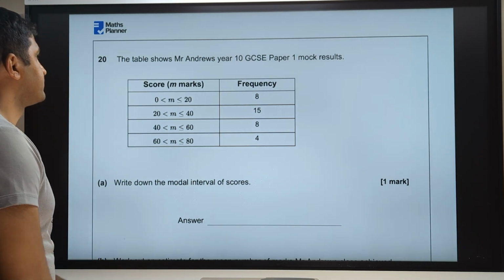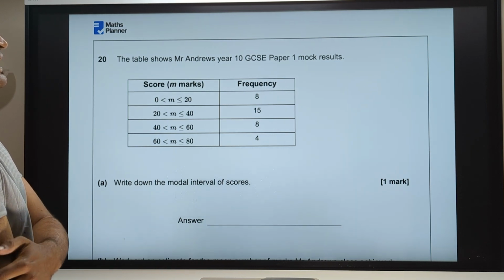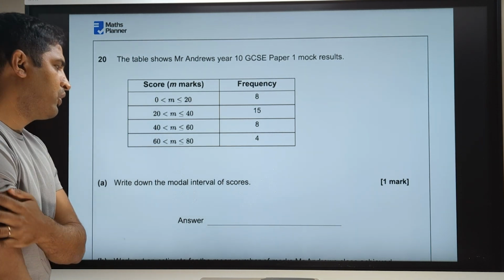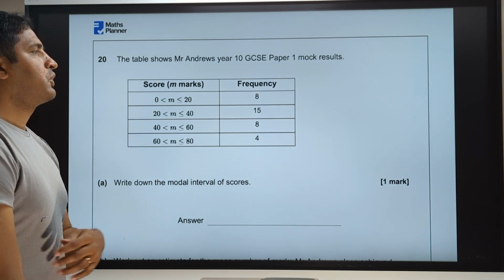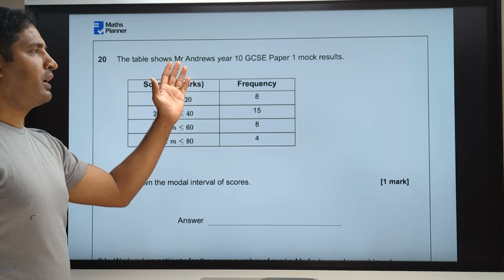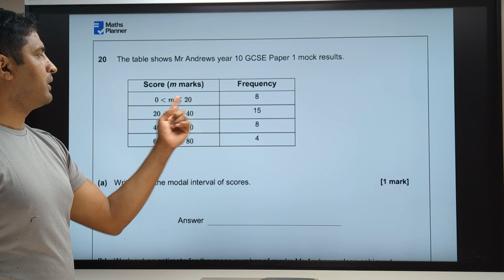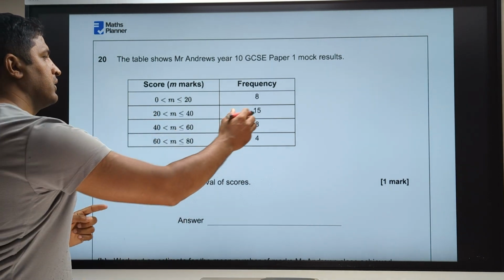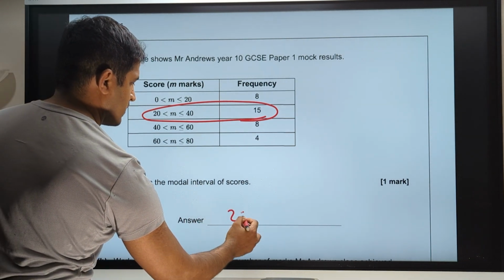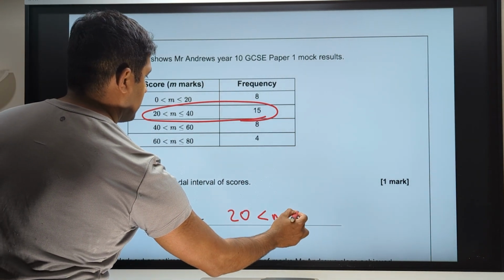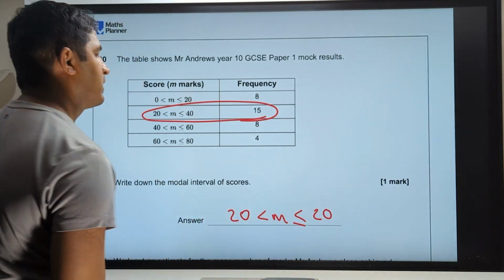Question 20. The table shows Mr. Andrews' Year 10 GCSE Paper 1 mock results. Write down the modal interval of score. Modal is the most common, okay. So which class has the most number of people there? 20 to 40 has 15 people who scored between 20 to 40. So that's the modal class, 20 to 40. Okay. So there, the most people got marks between 20 to 40. And that's the modal class.